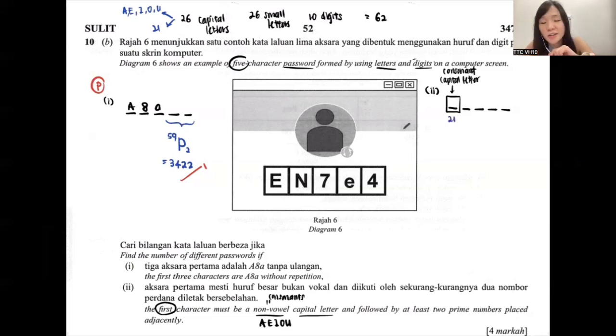Fight for this one seat. Definitely it is 21. So other than this 21, what else? Then they say followed by. See the word followed, so you cannot be somewhere at the back. You're going to continue followed by at least 2 prime numbers placed adjacently. Adjacent means next to each other, which means together.